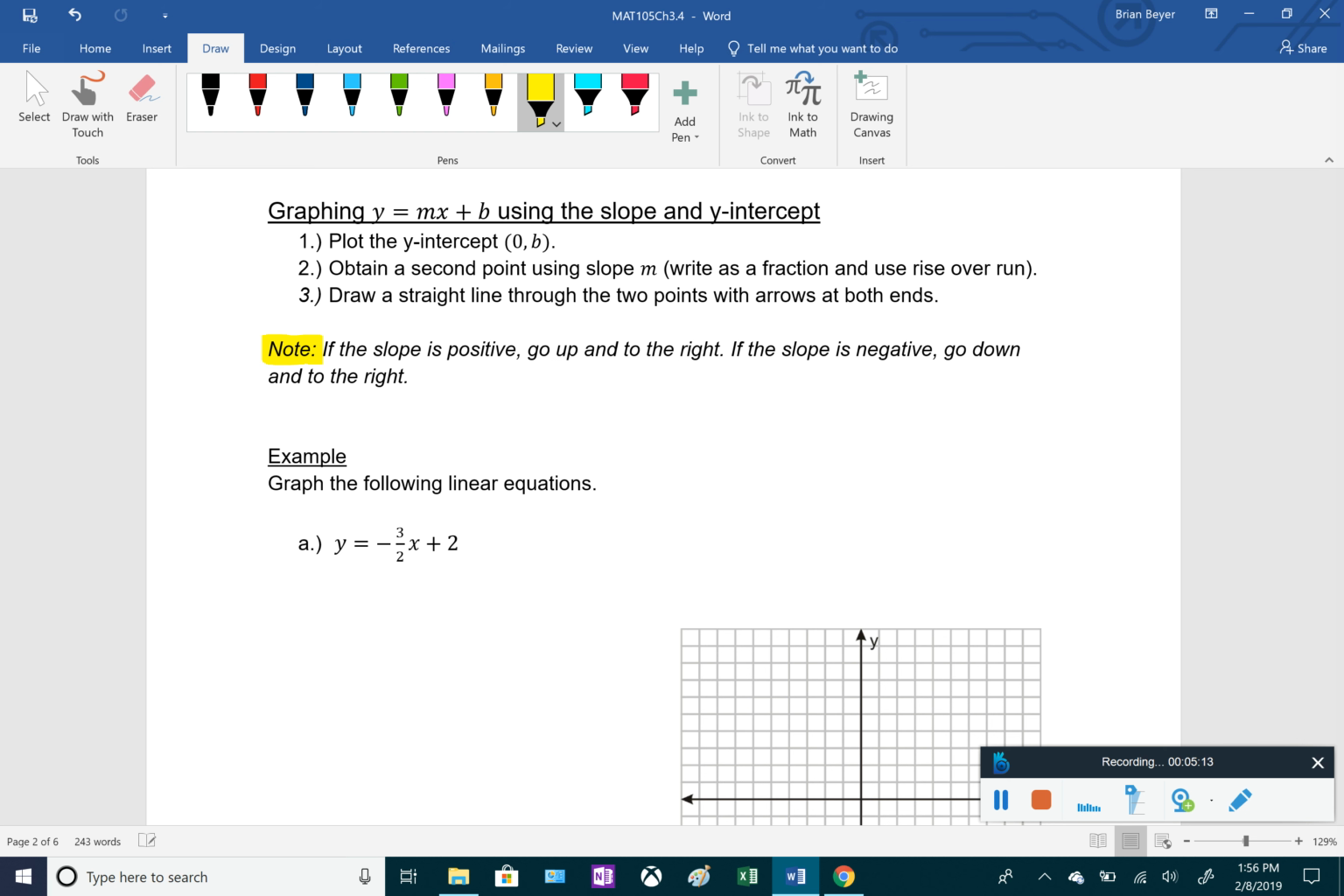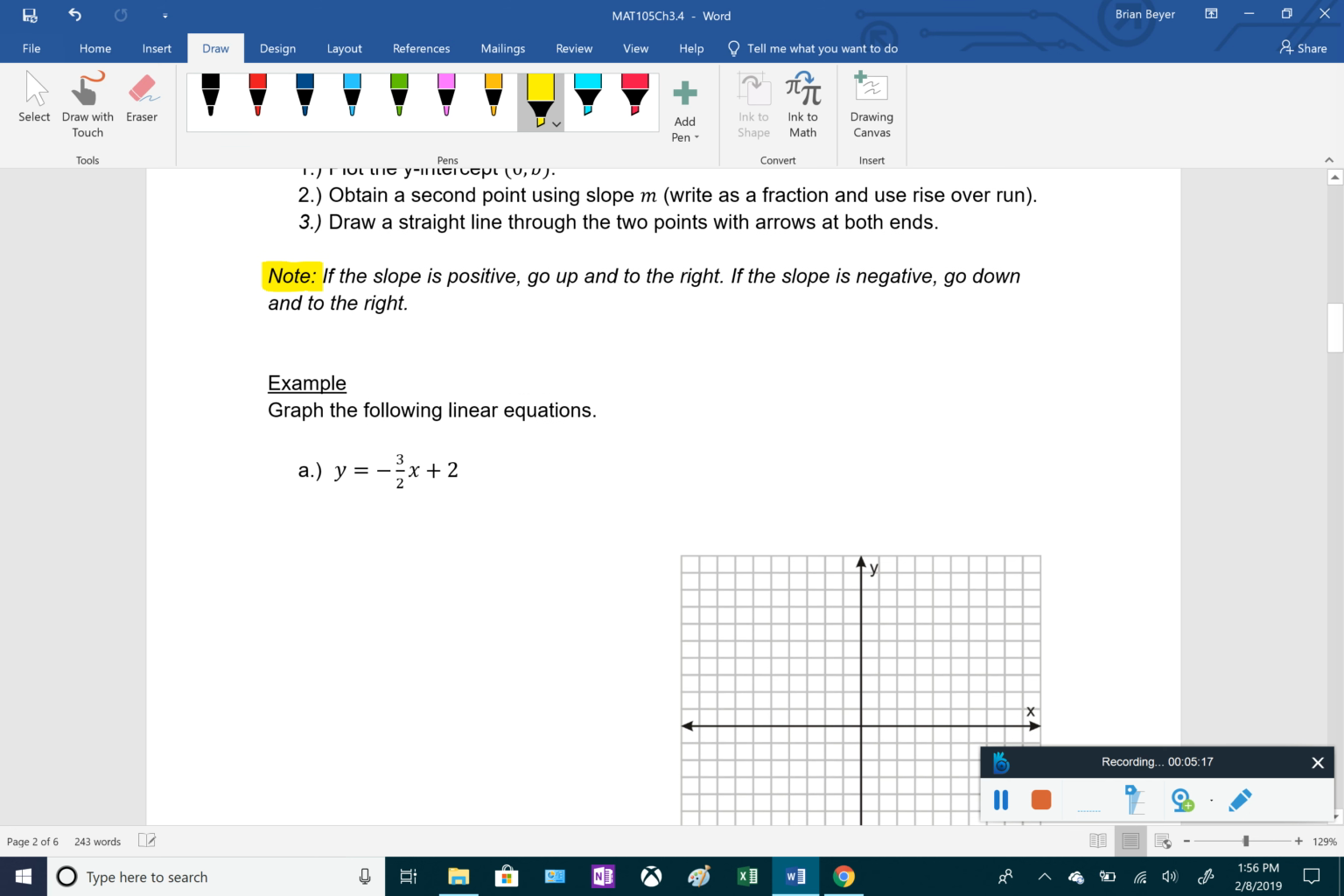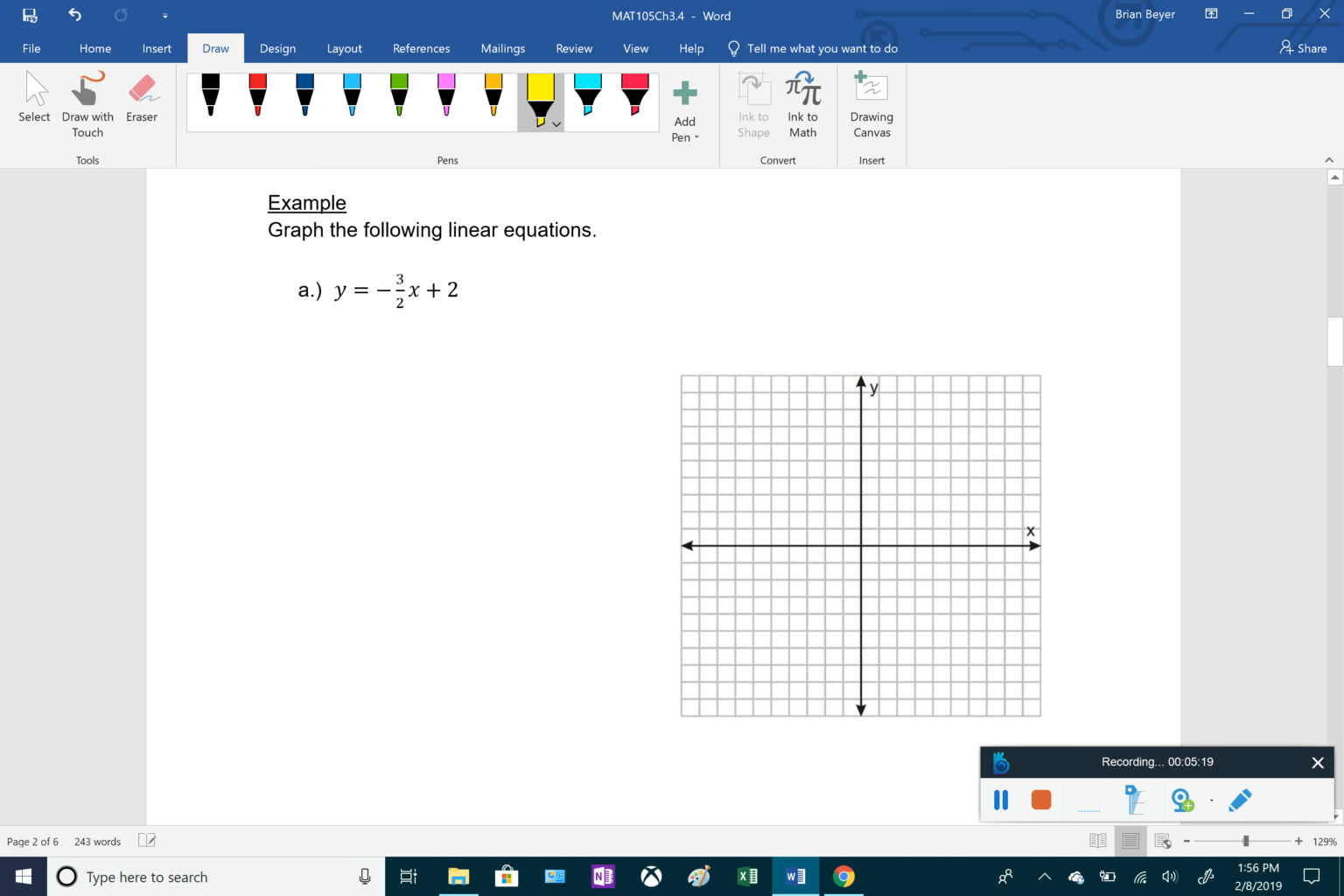But as you can see, it's probably just easier to stick with this one method for doing it so you don't get it confused. Okay, so let's graph them. For the first one, graph y equals negative 3/2 x plus 2. So let's find the slope and the y-intercept. The slope is negative 3 over 2, and the y-intercept is positive 2.